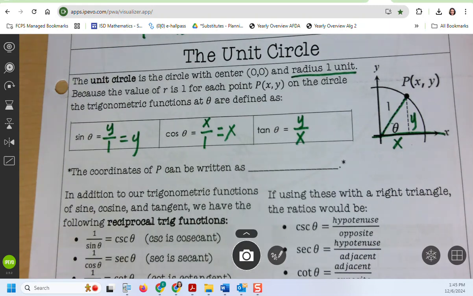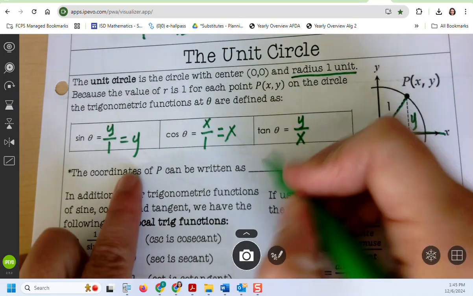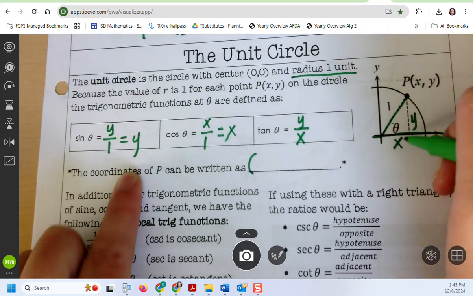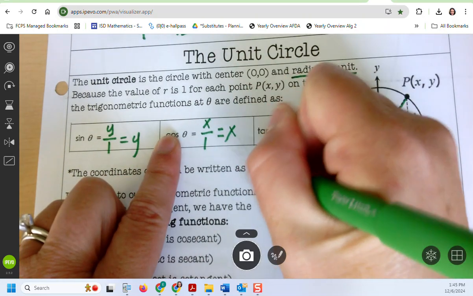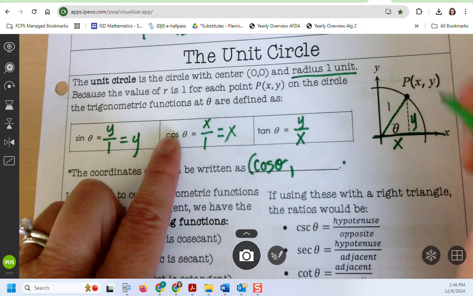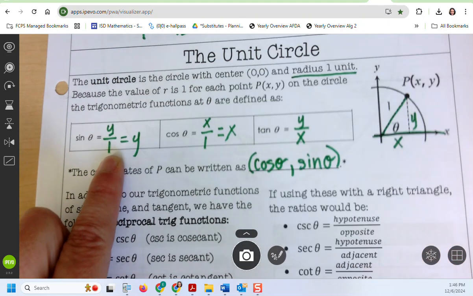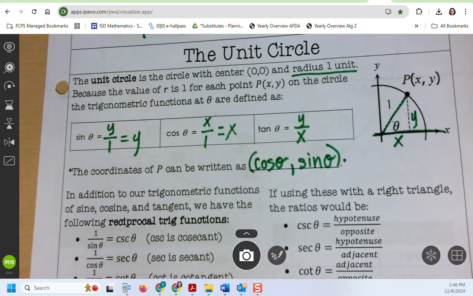Once you memorize the unit circle, it tells you the sine and the cosine and the tangent of any angle that's on that unit circle. So you're kind of like a human trig calculator. The coordinates of P can be written as, instead of x, cosine theta, and instead of y, sine theta. So if you know the coordinates of a point on the circle, you know the cosine of that angle and you know the sine of that angle.